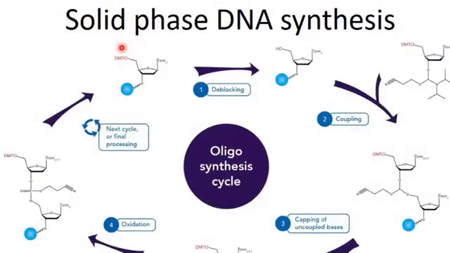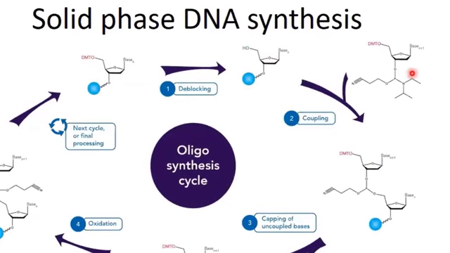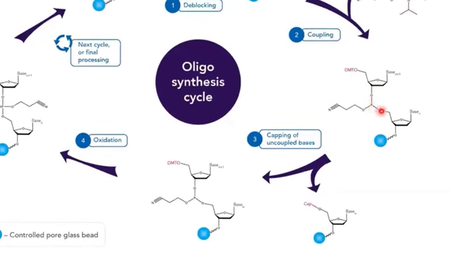And then you deblock it, you pull off that DMT group, and then you bring in this phosphoramidite, where you have this activated system, the DMT protected. That hydroxyl group is then going to attack that phosphorus, and you're going to lose that amine, and so you get to this phosphate precursor group, and that's what remains in there protected.